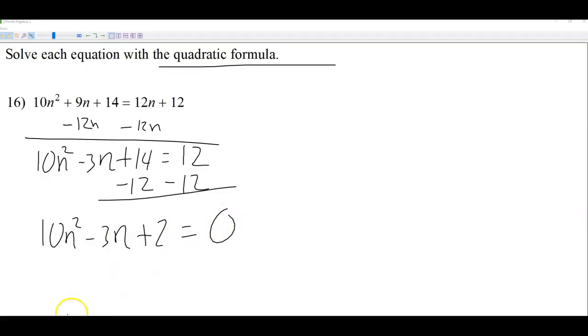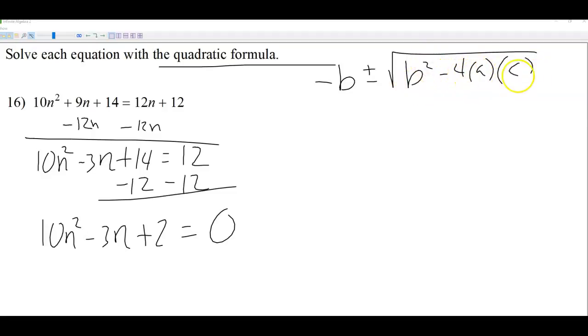Once you've gotten this far, we're going to use the quadratic formula to solve it. The quadratic formula is x equals negative b plus or minus the square root of b squared minus 4ac, all over 2a, where a is 10, b is negative 3, and c is 2.